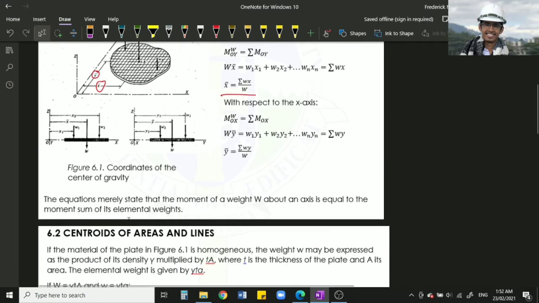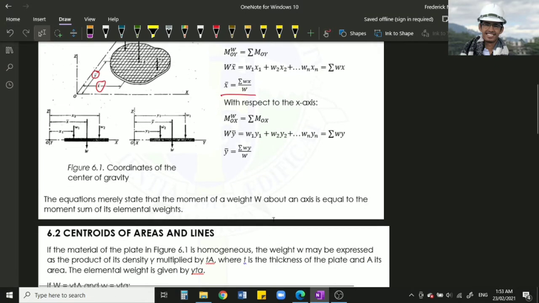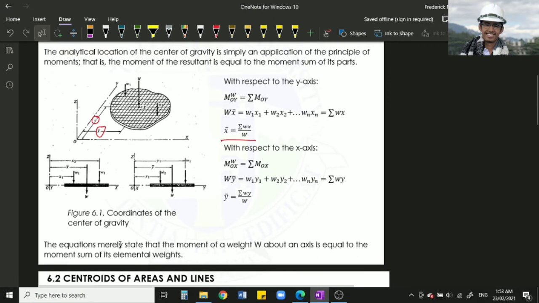So, ganun din naman kung sa x-axis. Okay? So, the equations merely state that the moment of a weight W about an axis is equal to the moment sum of its elemental weights. So, summation moment lang: yung moment ng ating weight about an axis is equal to moment sum ng elemental weights niya or yung mga parts niya. Okay?